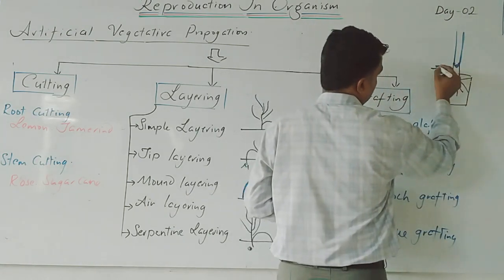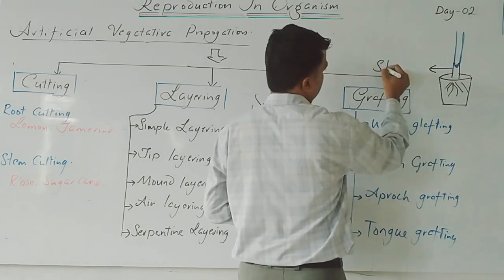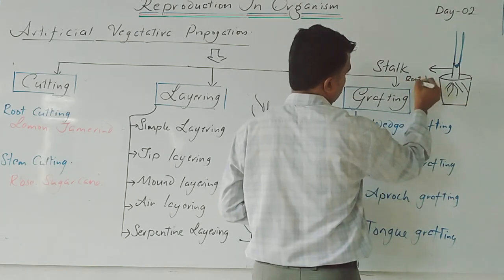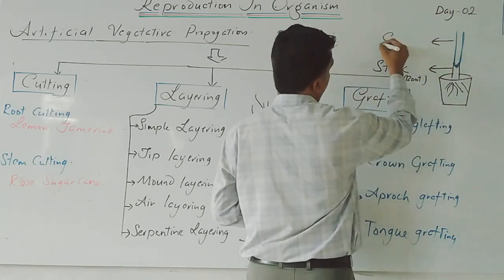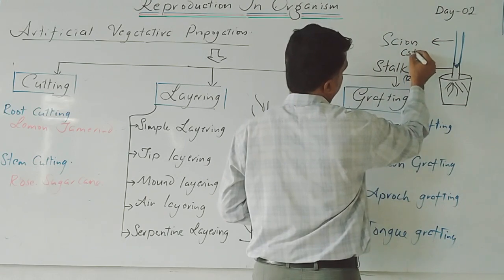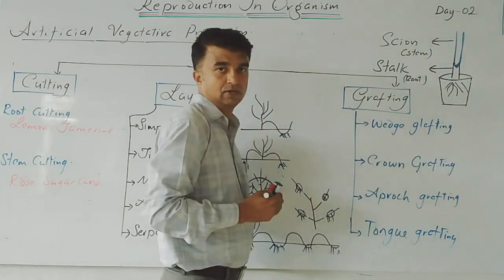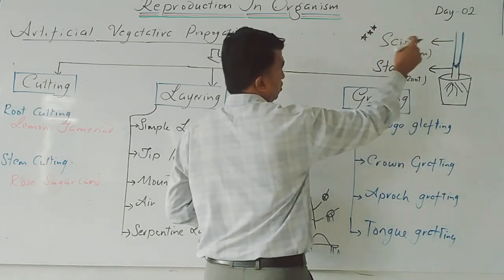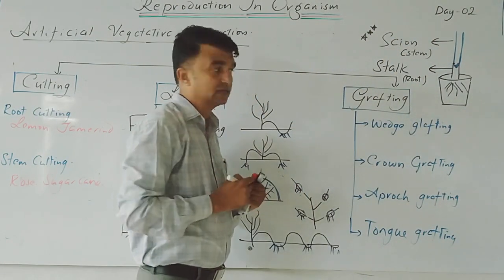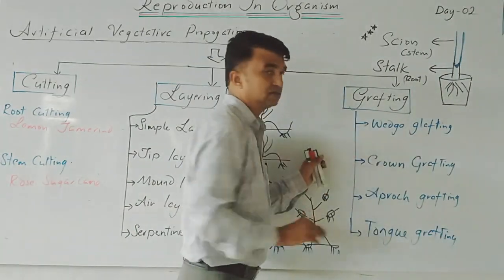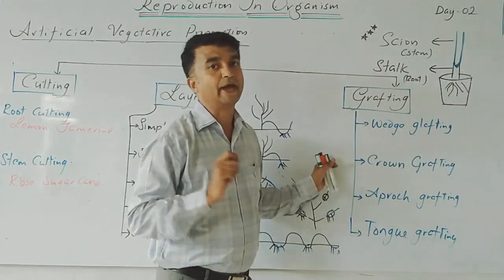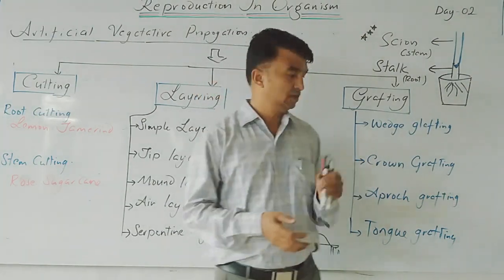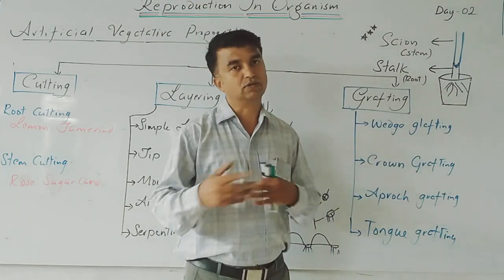This lower root portion is called a stalk. This is a root, and this portion is called a scion. This is a stem. Remember this one. The stalk is the root portion, the scion is the stem portion. Yes? So grafting is done only in dicot plants, not in monocot plants. Wherever the cambium is present, in that plant grafting is done.